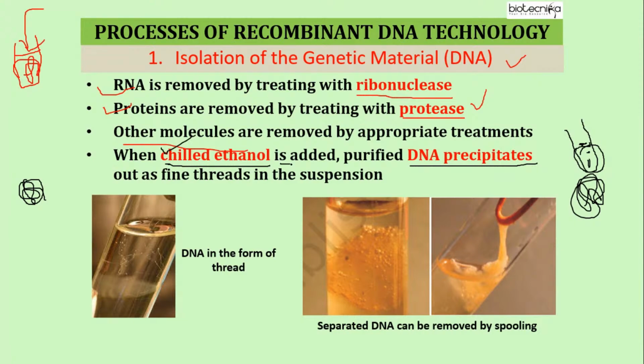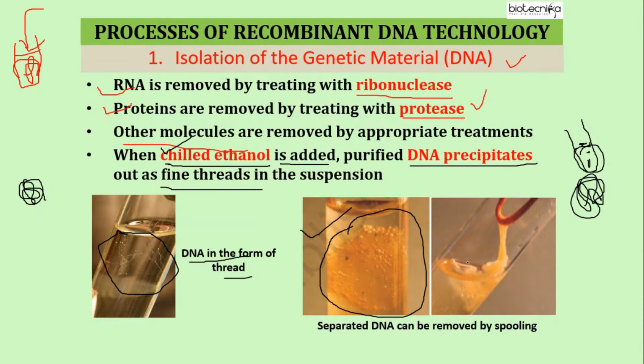So when the chilled ethanol is added, it will purify DNA and the DNA will be precipitated out as a fine thread. If you want to isolate DNA, you will get DNA in the form of a fine thread. You can see in the diagram, you will get a very thin thread. So DNA is in the form of a thread, a dhaga-like structure, in the suspension. Once chilled ethanol is added, all the DNA will be collected or aggregated in the suspension, as you can see here.